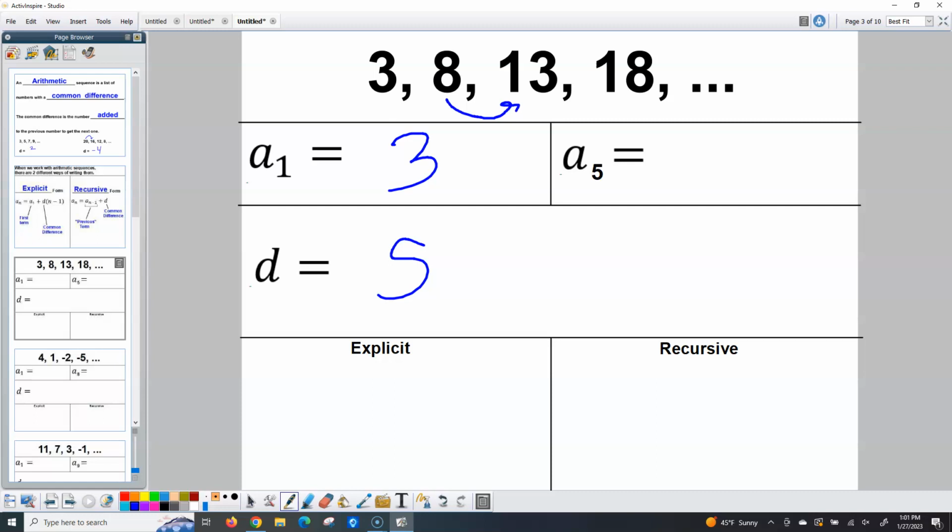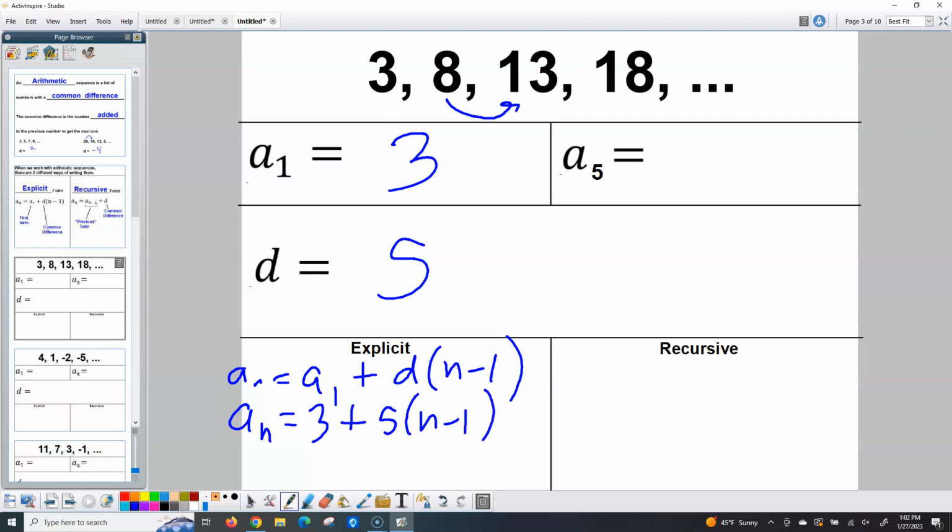And the next thing I'm going to do is the explicit form. I've got that a sub 1 plus d times n minus 1. So I'm going to go ahead and write that. A sub n equals a sub 1 plus d times n minus 1. And that's a sub n on the left side. It's pretty bad handwriting. I'm just going to plug in what I've got. I've got a sub n equals, the first term is 3 plus the common difference is 5 times n minus 1. And sometimes people just leave it like that.